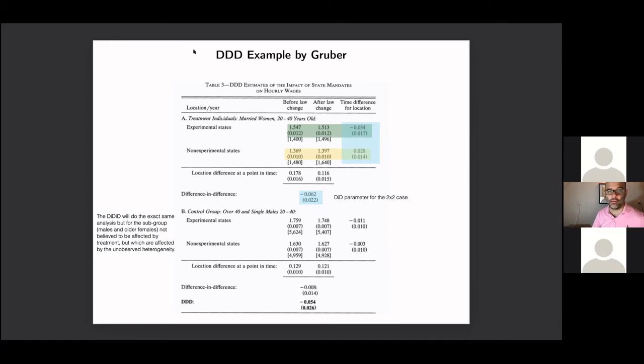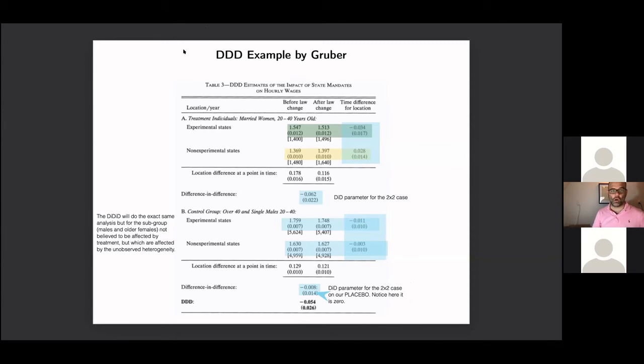So we'll go through the whole thing again. Difference. Right. So then right there, we get a DID parameter for the 2x2 case on our placebo. Notice here it is negative 0.008, right? Negative 0.008.